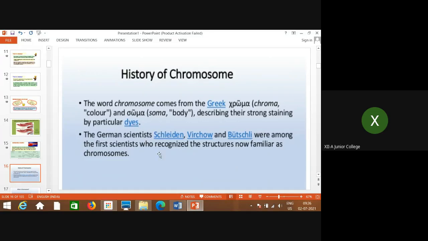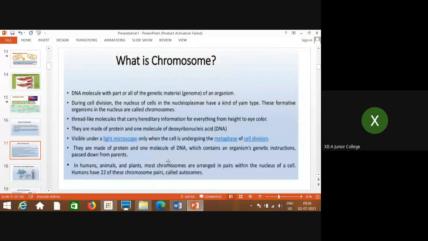German scientists Schleiden, Virchow and Bütschli were among the first scientists who recognized the structures which are now familiar as chromosomes. Now, a few basic things you should know about chromosomes. A chromosome is a DNA molecule with part or all of the genetic material that is considered the genome of an organism. During cell division, the nucleus of the cells in the nucleoplasm has a yarn-type, that means a thread-like structure.